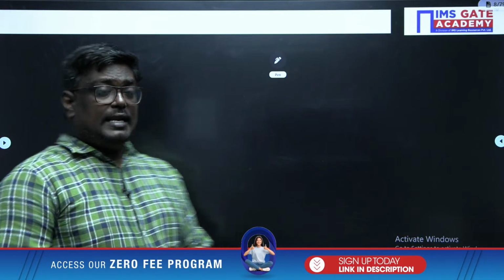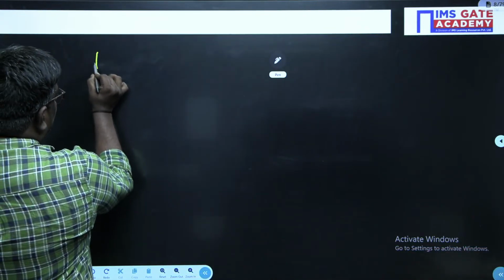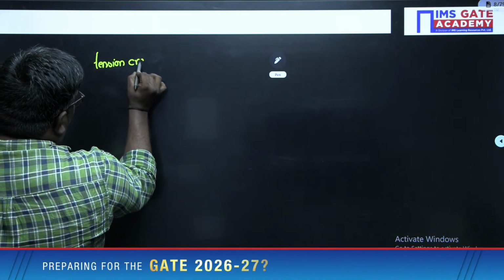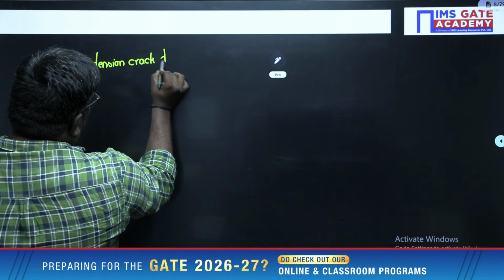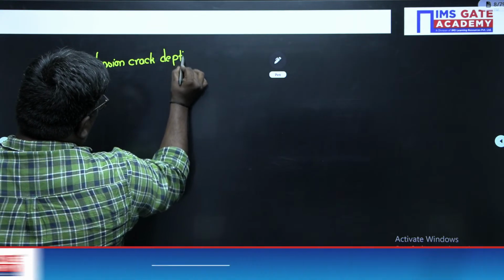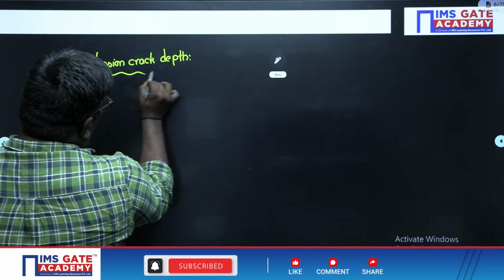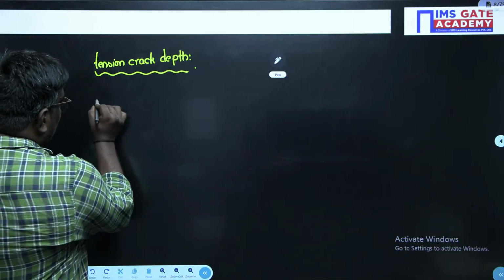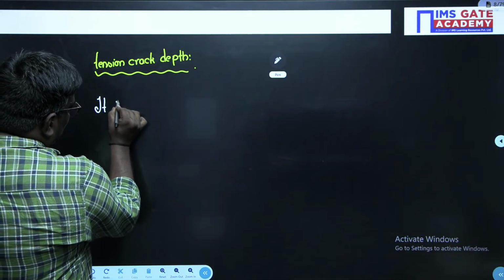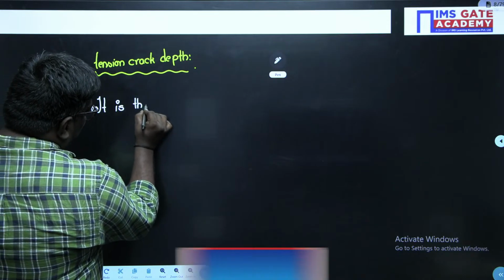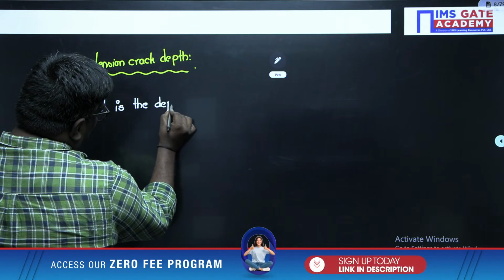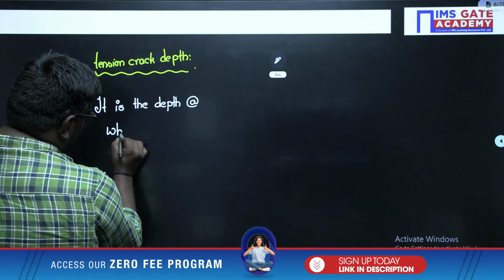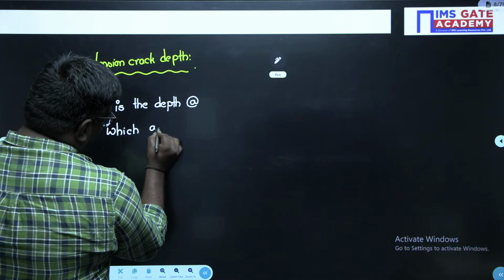Now, my dear students, there is a concept called tension crack depth. When I talk about the tension crack depth, what do you mean by tension crack depth? It is the depth at which active pressure is 0.